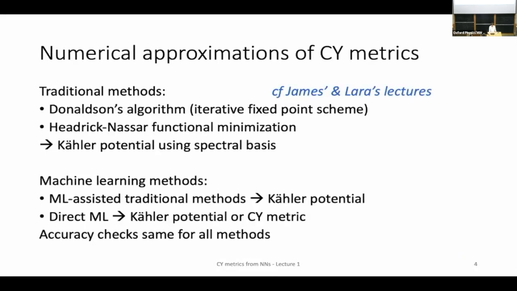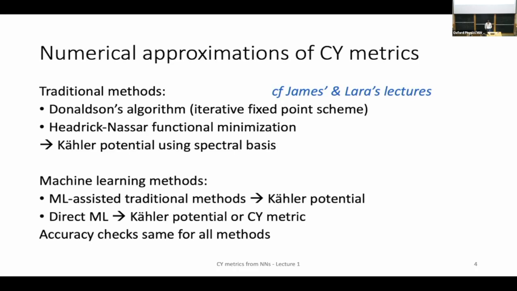Okay, so we've heard about the traditional methods. There's the Donaldson algorithm, which we haven't really seen, but just to say something about what it is, it's this fixed point scheme. You have this T operator that you iterate to find what is known as the balanced metric, and the balanced metric, which we will come back to, is something you can use to compute the Kähler potential that you're interested in. Then there's the functional minimization, which we've heard a lot about in James's very nice lecture.